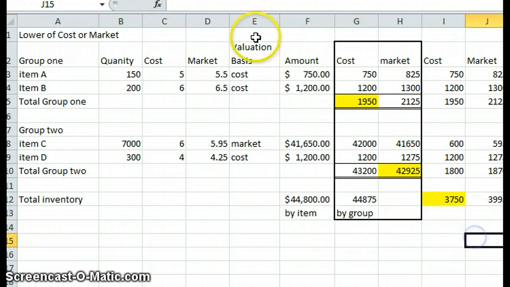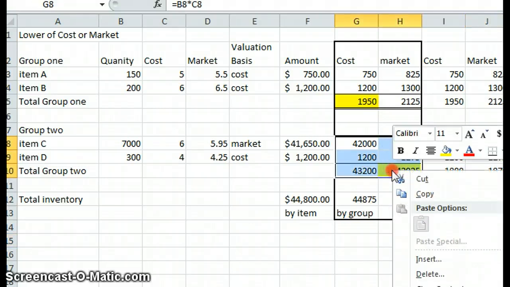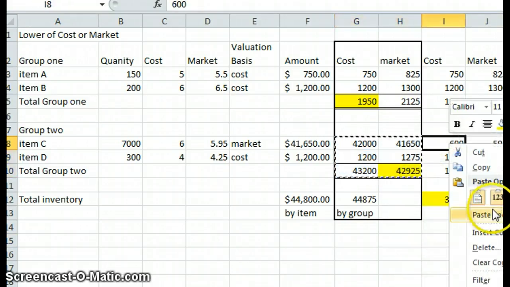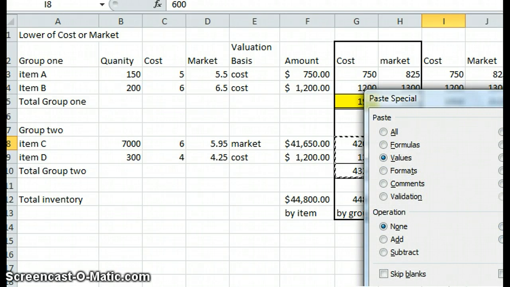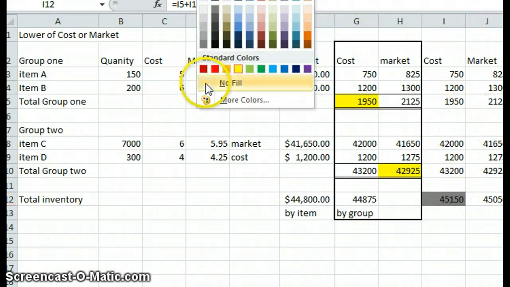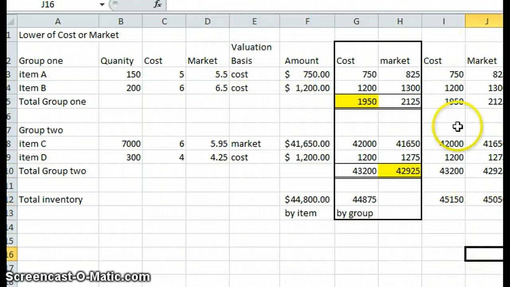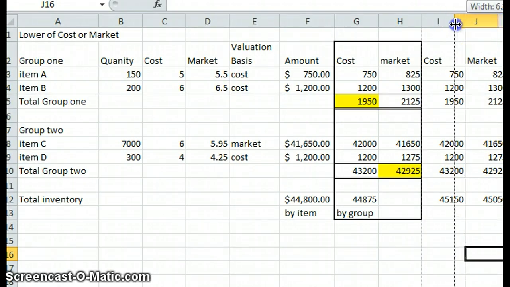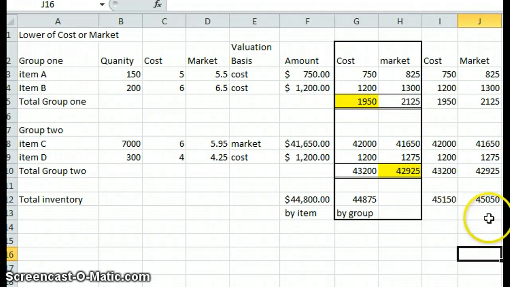we're going to come over here to where we see the cost and market, and we'll copy our new numbers over, pasting the values. And now you can see here we have a total cost of 4,501.50, and over here we have a total cost of 45,050. So this one here is actually slightly lower.